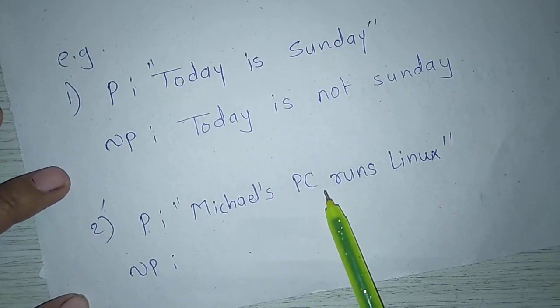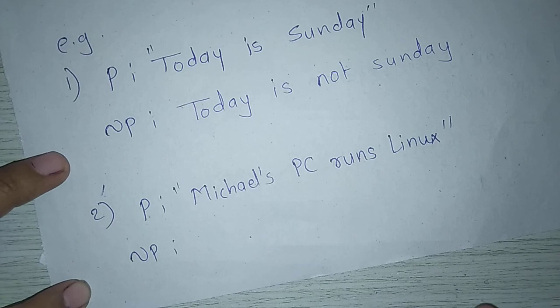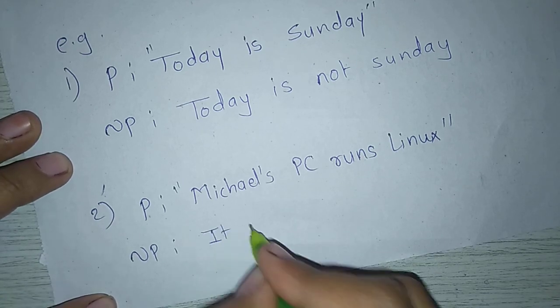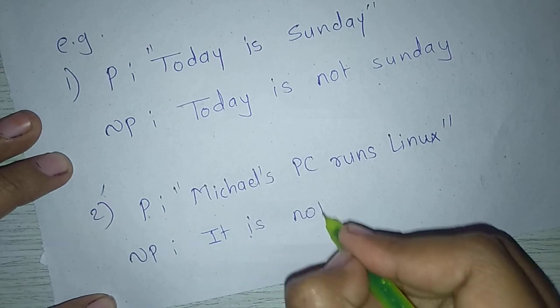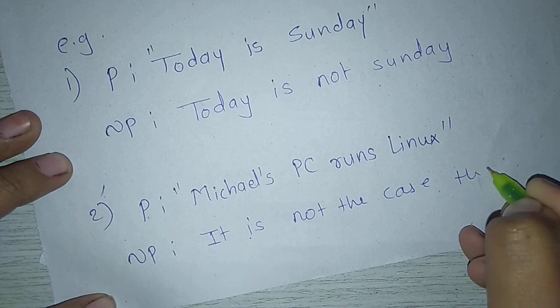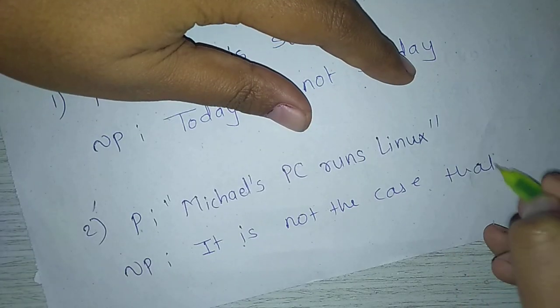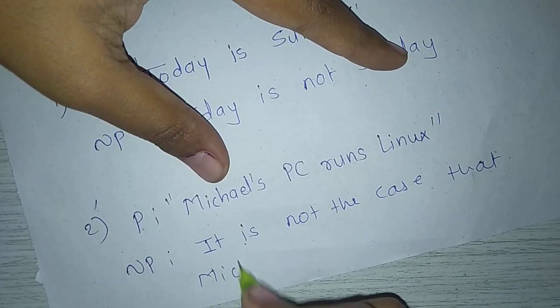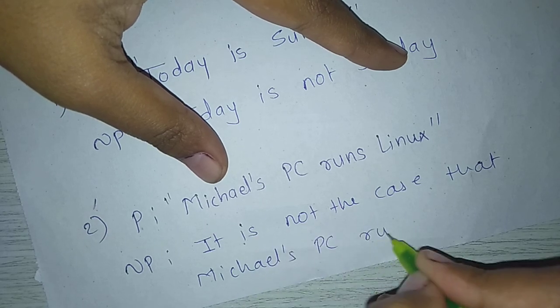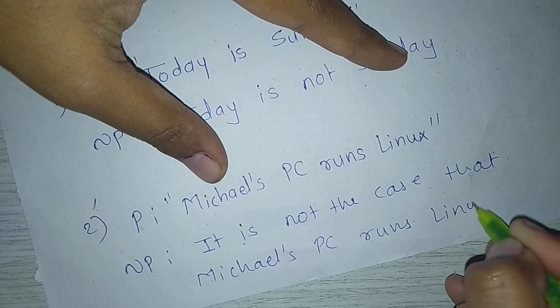Next, Michael's PC runs Linux. Negation of P is: it is not the case that Michael's PC runs Linux.